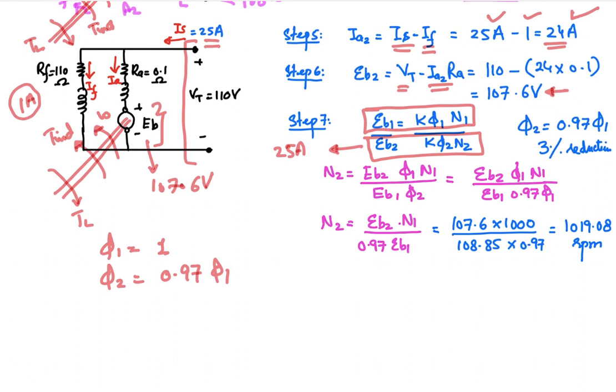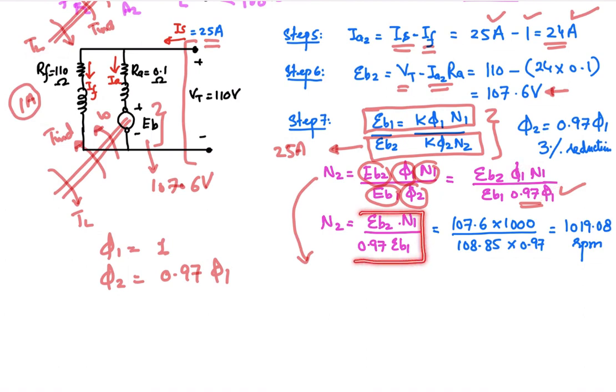So using this equation, rearranging it for N2, because we have taken the ratio of these two as we considered in the previous tutorial as well. Please go through those tutorials for the details. N2 will be equal to EB2 into phi 1 into N1 divided by EB1 into phi 2, and phi 2 is 0.97 times phi 1. So phi 1 and phi 1 cancel out, and you are left with EB2 N1 divided by 0.97 into EB1. If you plug in the values, that is 1019.08.